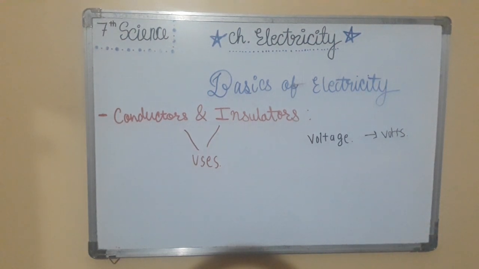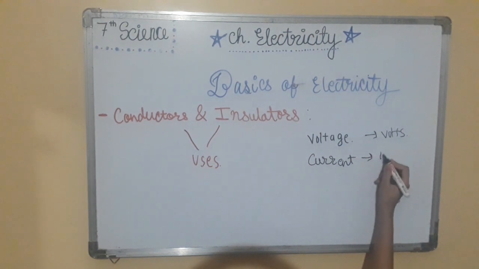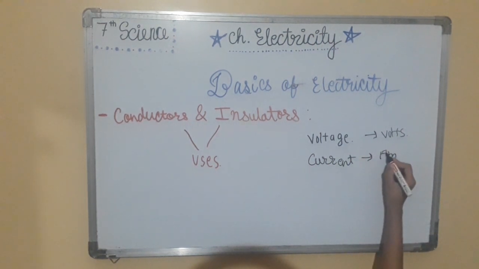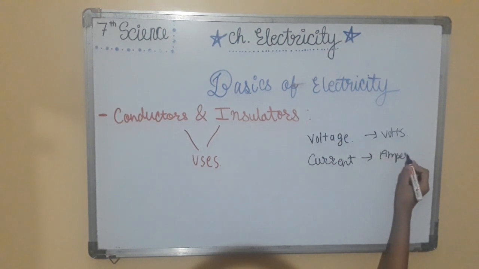Next is current. Current is the measure of the flow of number of electrons per second through a material. It is measured in amperes.